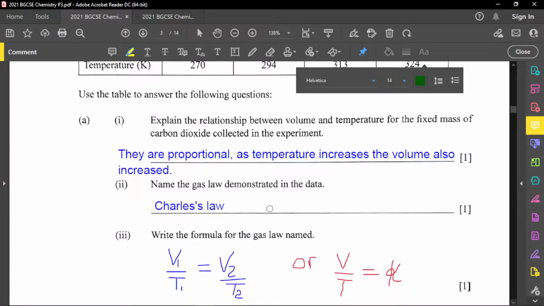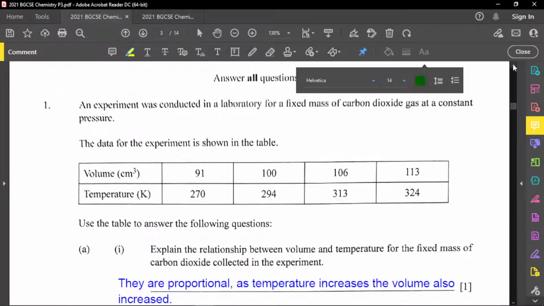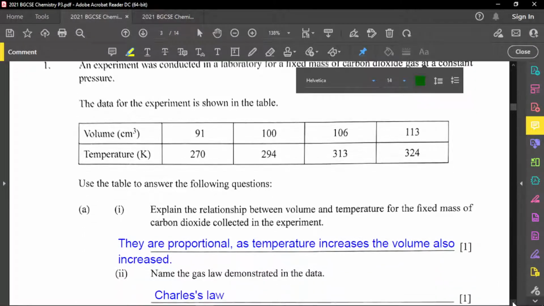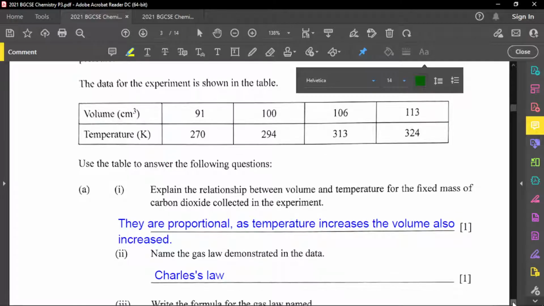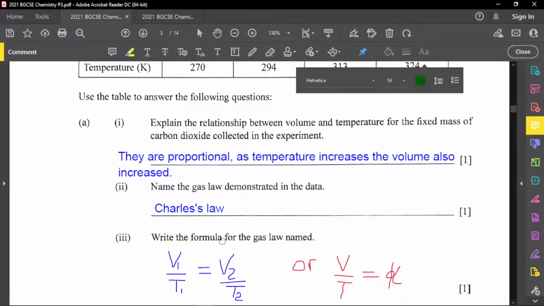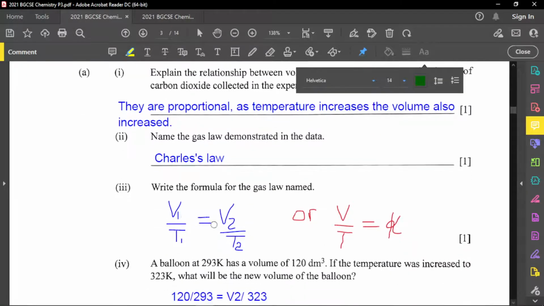Part 2 is to name the gas law demonstrated in the data. This is Charles' law because, again, pressure is constant. Once pressure is constant, it is dealing with Charles' law. Based upon Charles' law, the relationship is just about volume and temperature. Therefore, write a formula for the gas law named. Charles' law demonstrates that V1 over T1 equals V2 over T2, or put simply, V over T gives a constant.